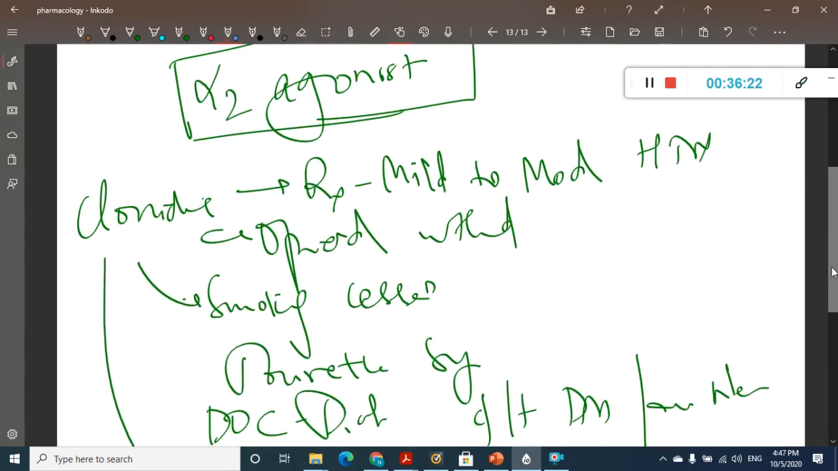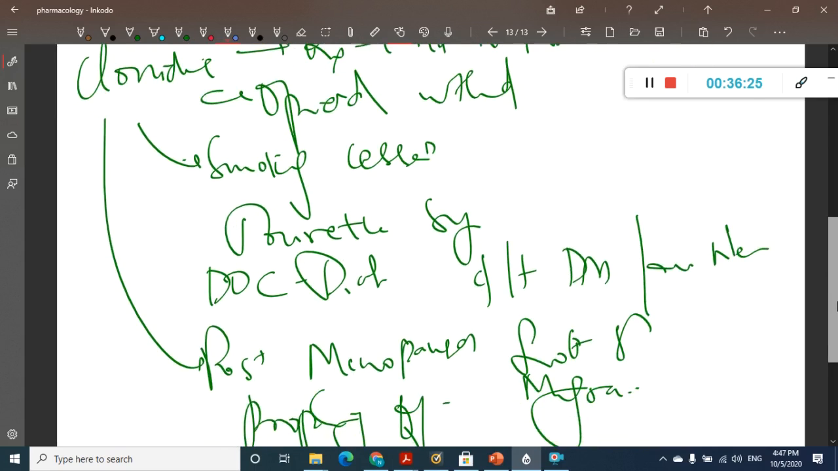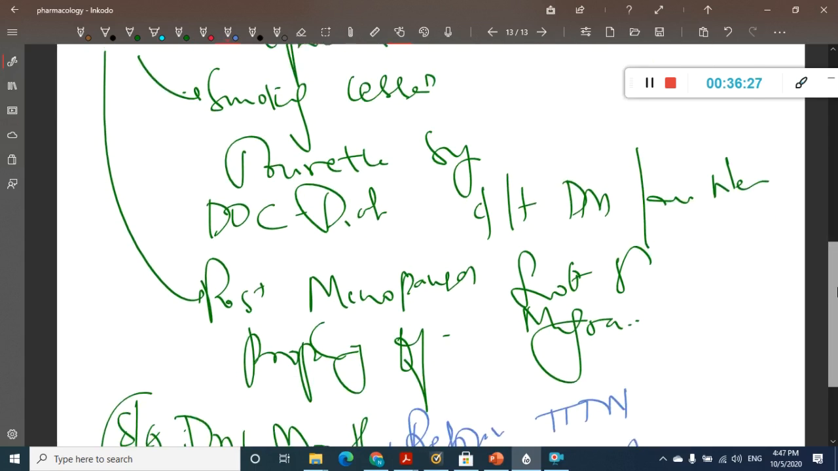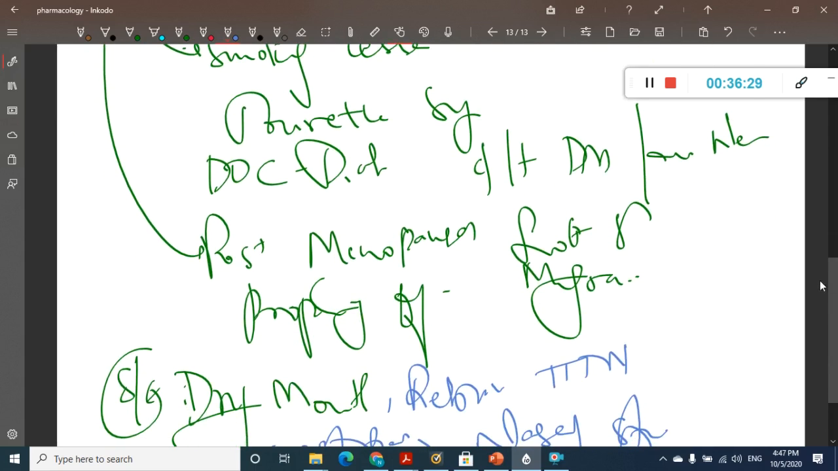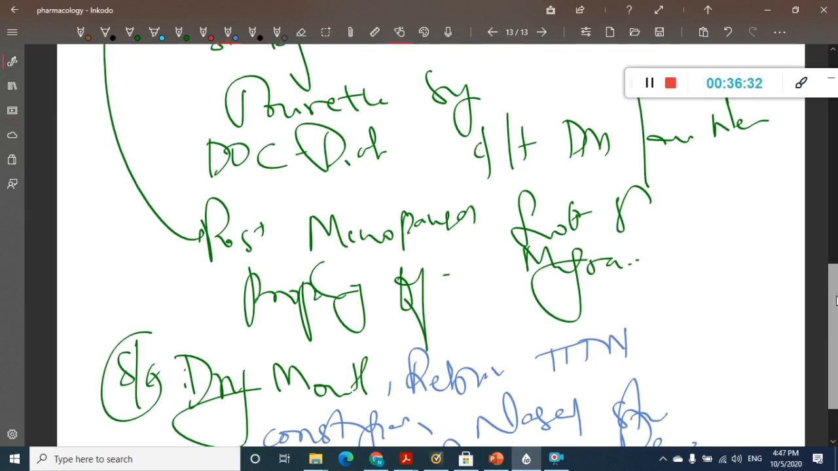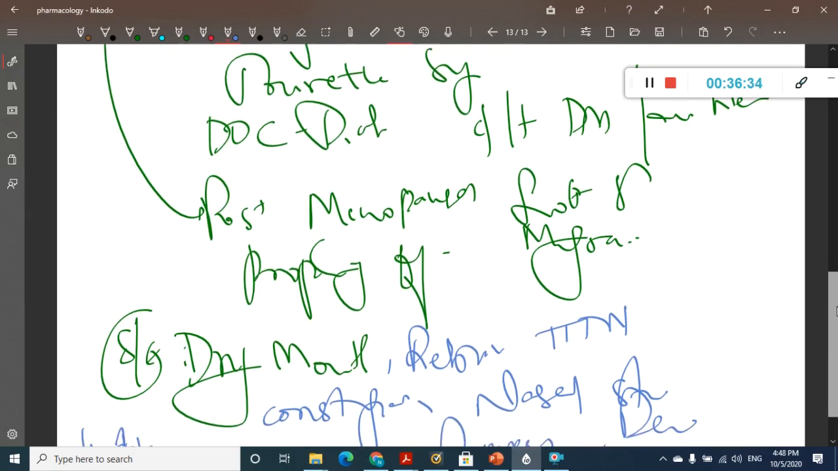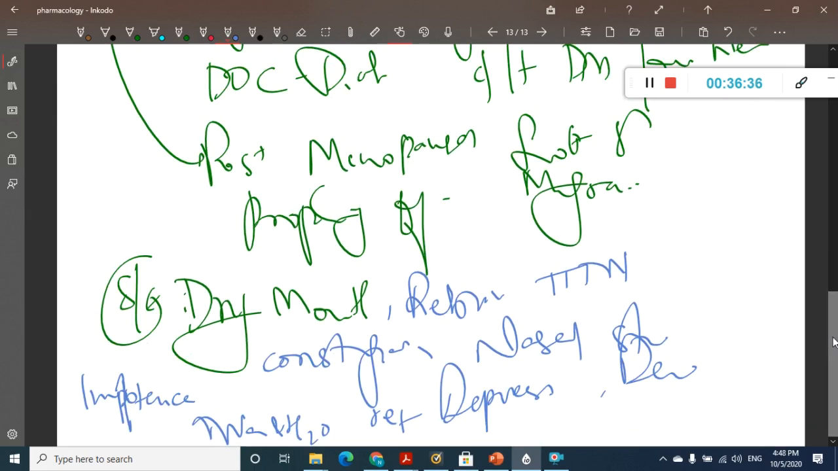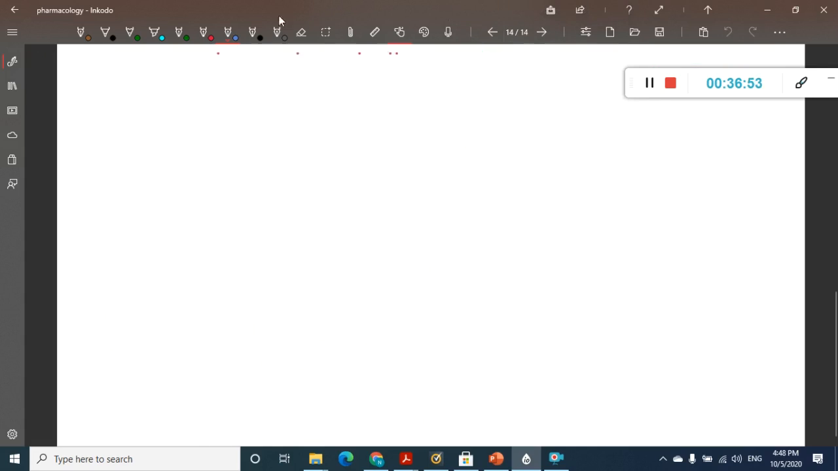It is used in the treatment of mild to moderate hypertension, opioid withdrawal, smoking cessation, Tourette syndrome, and it is the drug of choice for diarrhea due to diabetes mellitus and autonomic neuropathy. It is used in postmenopausal hot flushes and in the prophylaxis of migraine. Side effects include dry mouth, rebound hypertension, constipation, depression, nasal stuffiness, impotence, dermatitis, and increased sodium and water retention. This is very important.